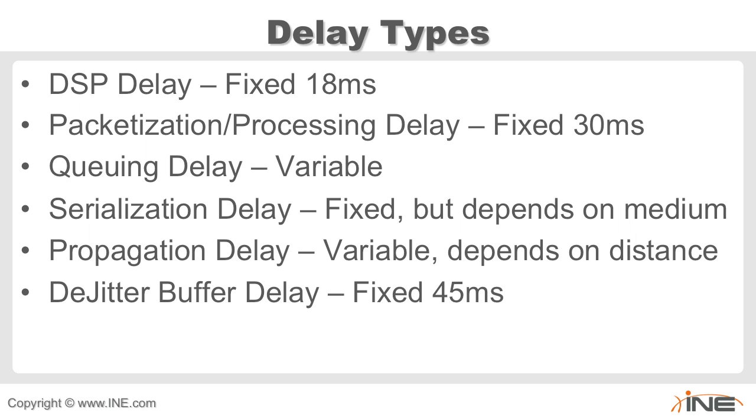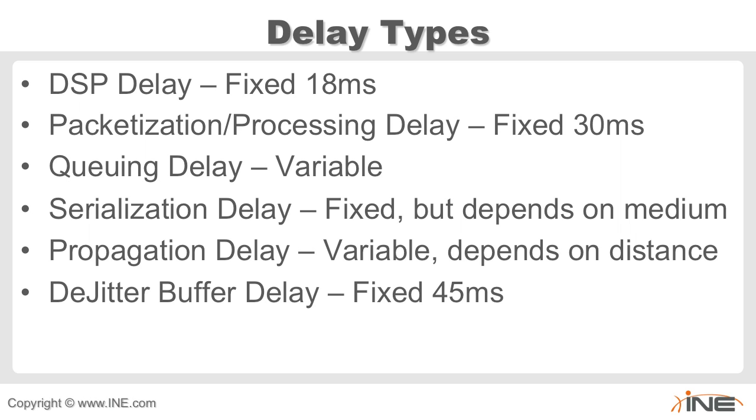Then we have the packetization or processing delay. This is also fixed. It's going to take 30 milliseconds to turn that into an IP, RTP, UDP, IP packet. Then the queuing delay, the egress queuing on the hardware queue, the TX ring. This is going to be variable, depends on the congestion. Serialization. This is fixed. How long does it actually take to turn that signal into electrical pulses for the actual line? Serialize it. It's fixed, but it depends on the medium.